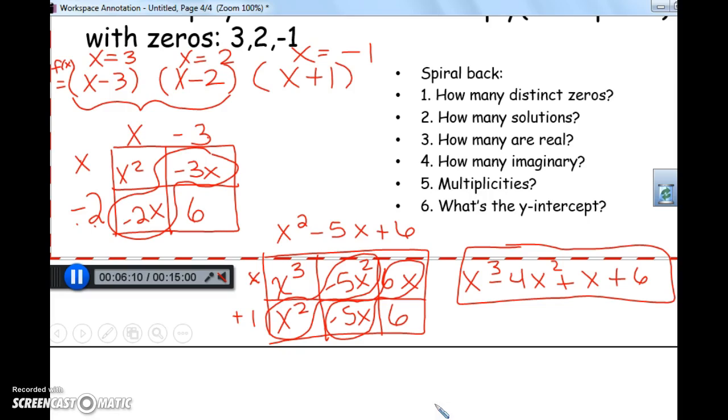How many x-intercepts would you see? 3, right? You can only see the real ones. Here they are. How many solutions would there be? We already know there's 3 of them. They told us that. How many are real? 3. How many are imaginary? Any multiplicities? No, there's no identical answers up there. What's the y-intercept? 6. Good. Right there. It's positive. Okay.